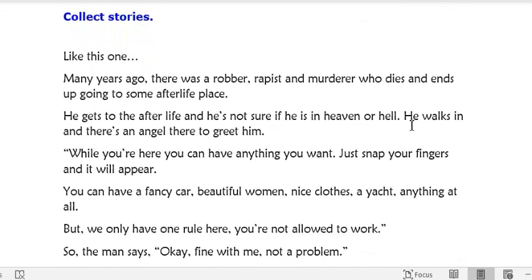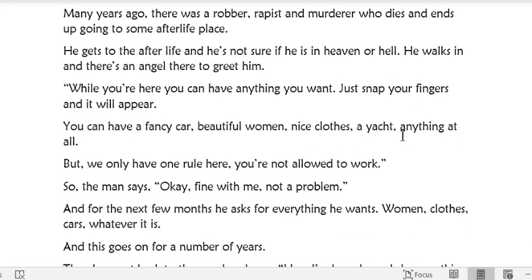Many years ago there was a robber, rapist and murderer who dies and ends up going to some afterlife place. He gets to the afterlife and he's not sure if he's in heaven or hell. He walks in there and there's an angel there to greet him. "While you're here, you can have anything you want. Just snap your fingers and it will appear. You can have a fancy car, beautiful women, nice clothes, a yacht, anything at all. But we only have one rule here. You're not allowed to work."